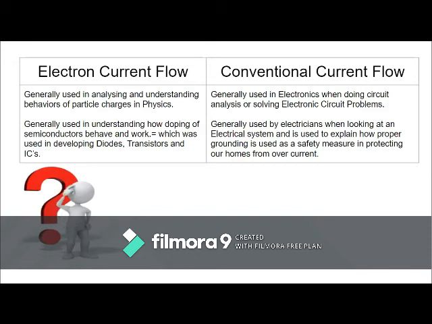However, conventional current flow is generally used in electronics when doing circuit analysis or solving electronic circuit problems. The reason is that it's easier to understand because it's quite convenient and very practical, and that's how we usually see things, right? From a higher potential to a lower potential. Also, it's generally used by electricians when looking at an electrical system, and is used to explain how proper grounding is used as a safety measure in protecting our homes from overcurrent.